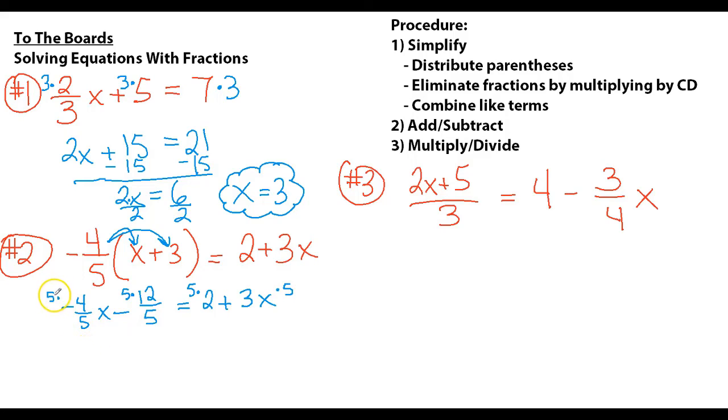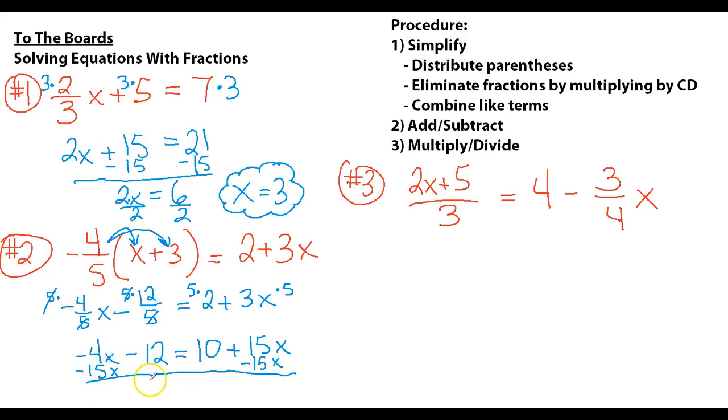When I do that, here my 5's cancel out, and I'm left with negative 4x. Here my 5's cancel out, and I'm left with minus 12. Equals 5 times 2 is 10, plus 3 times 5 is 15x. So I eliminated the fractions by multiplying by the common denominator, which was 5. Now I need to combine my like terms. I've got to get my x's together. I'm going to go ahead and minus 15x to both sides. That way I get all my x's here on the left side. That's negative 19x minus 12 equals 10.